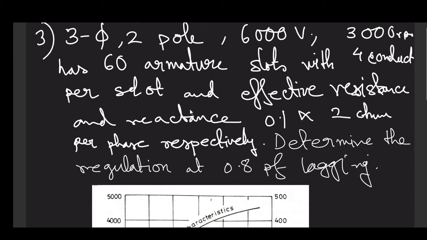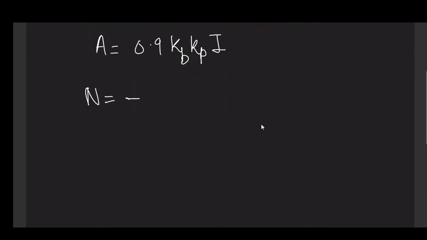4 conductors per slot. So if there are 60 armature slots with 4 conductors per slot, how do we figure out N, the number of turns per pole per phase? 60 into 4: total 60 slots, 4 conductors per slot, total 240 conductors. Now 2 poles, and 2 conductors are required to form a single turn. So what we are getting is 60.